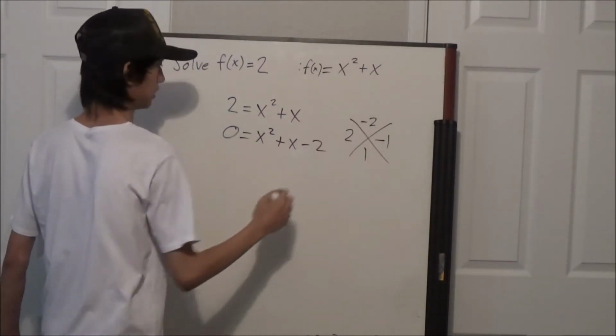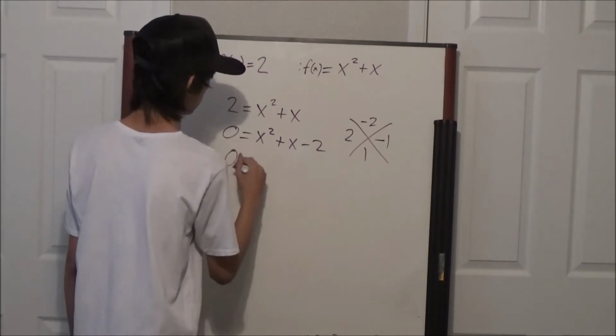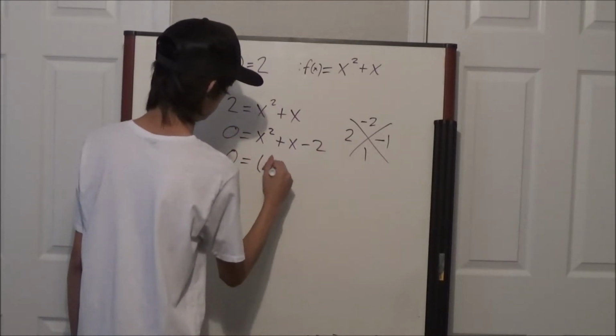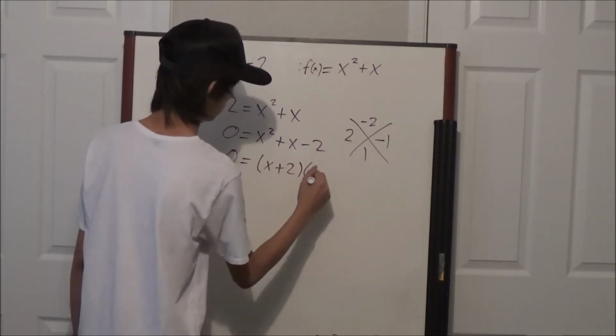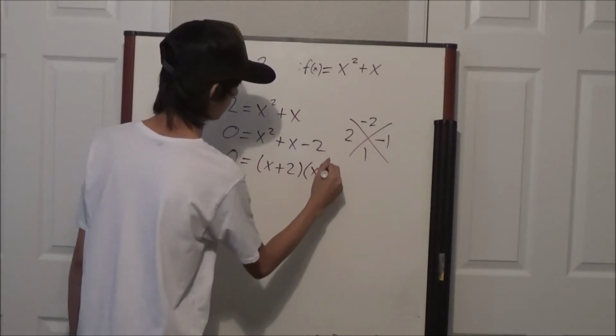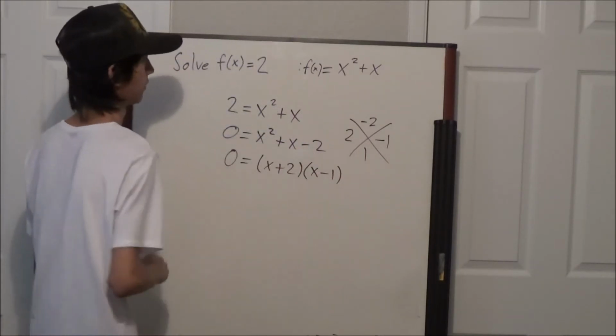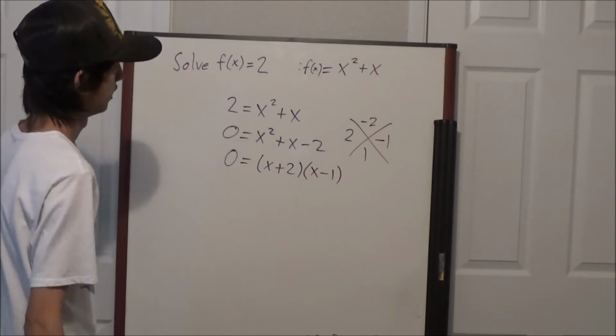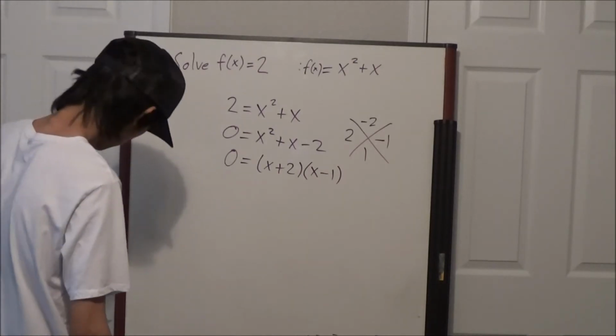So now that we have these two numbers, we can write it like this: x plus 2, x minus 1. And so we're left with this.